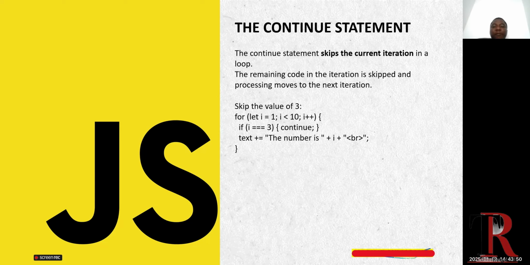Look at the example here. For let i equals 1, i less than 10, i plus plus. If i is equal to 3, continue, which means that once it reaches this place, the execution will continue. Then you can now get the output.